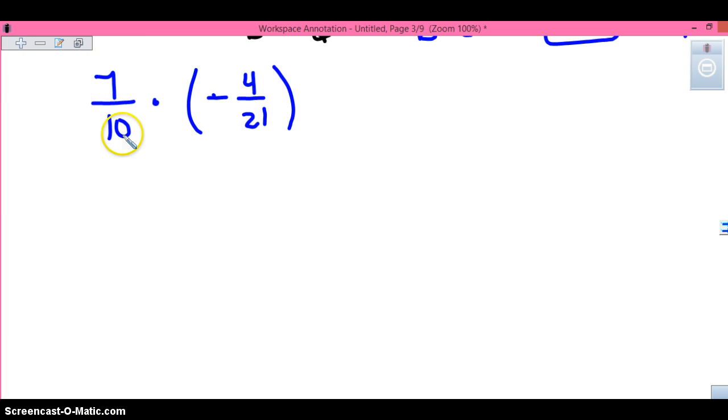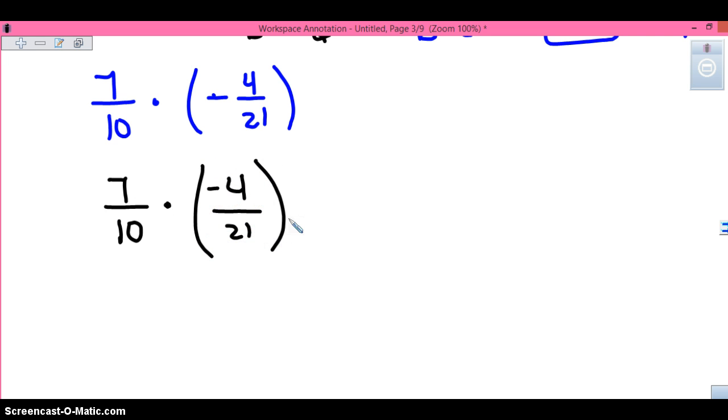If we have to multiply 7/10 times -4/21, the first thing we're going to do is give this negative sign to the numerator, or to the 4. So I'm going to rewrite this as 7/10 times -4 over 21. So we can use the rule for multiplying fractions where we multiply 7 times -4 and 10 times 21. Before we do that, we're going to look at the numbers that are across from each other in diagonal.